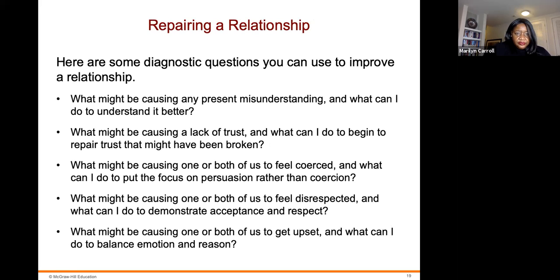Well, here are some diagnostic questions you can use to improve a relationship. Number one, what might be causing any present misunderstandings, and what can I do to understand it better? What might be causing a lack of trust, and what can I do to begin to repair that trust that may have been broken? What might be causing one or both of us to feel coerced, and what can I do to put the focus on persuasion rather than coercion?